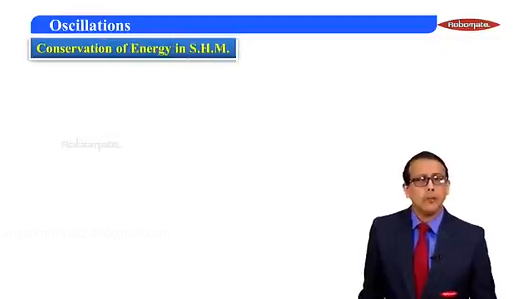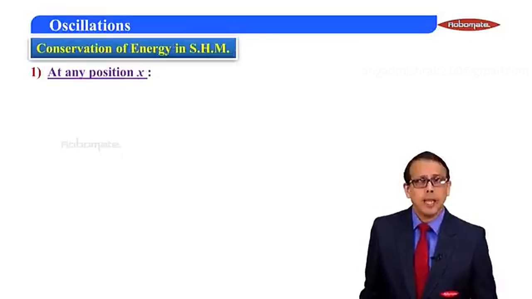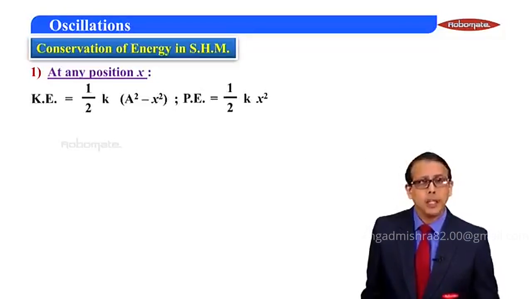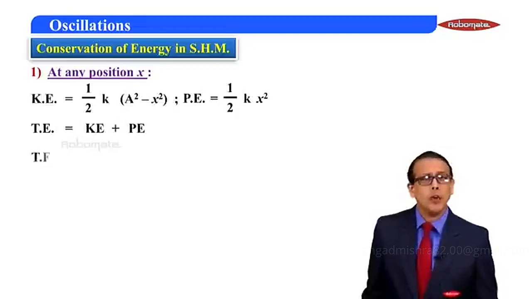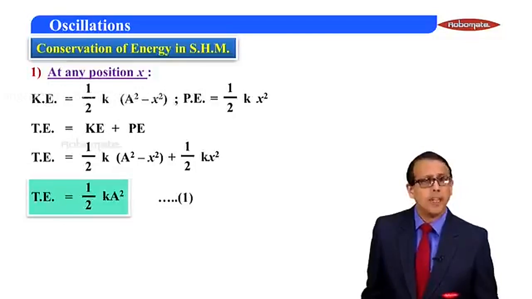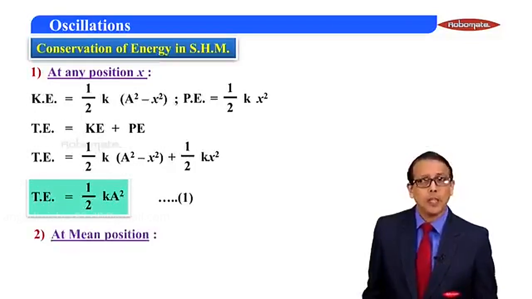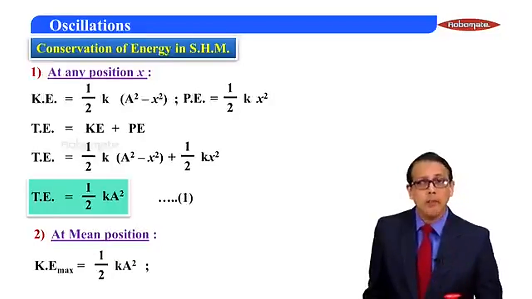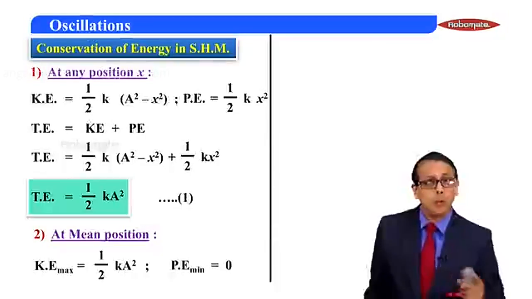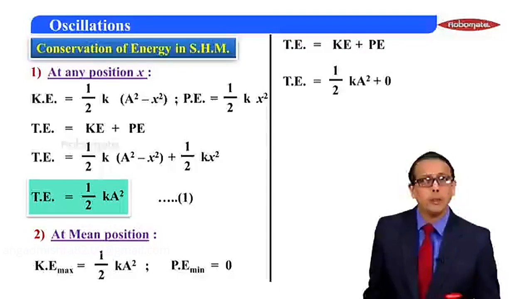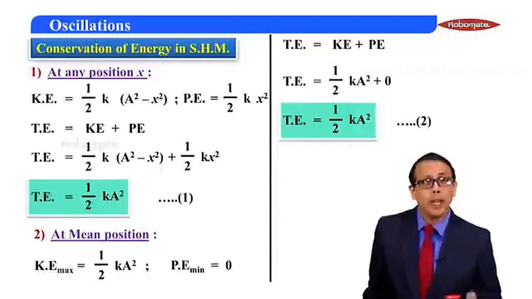Now, let's prove conservation of energy in SHM. At any position x, we saw kinetic energy is half k into a square minus x square, potential energy is half k x square, and therefore total energy, as we saw, when we substitute the values, finally becomes half k a square. Now, let's check what happens at mean position. We know at mean position kinetic energy is maximum with the value half k a square, whereas potential energy is 0, and therefore, students, total energy at mean position becomes half k a square plus 0, which is nothing but half k a square.